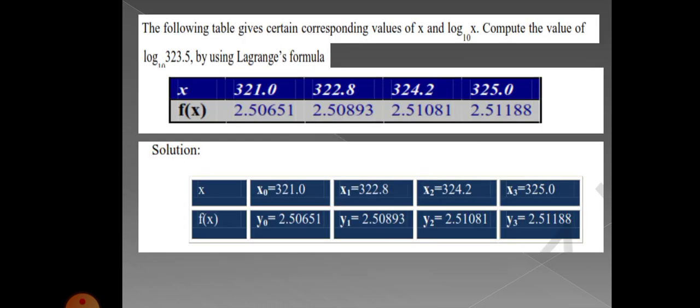Then the following table gives corresponding values of x and log base 10 x. Compute the value of log base 10 323.5 by using Lagrange's formula. So here the Lagrange's formula is going to be calculated, and what values are given here? The log values are given here in the table. You don't need to find out the values. They have themselves given the table column.